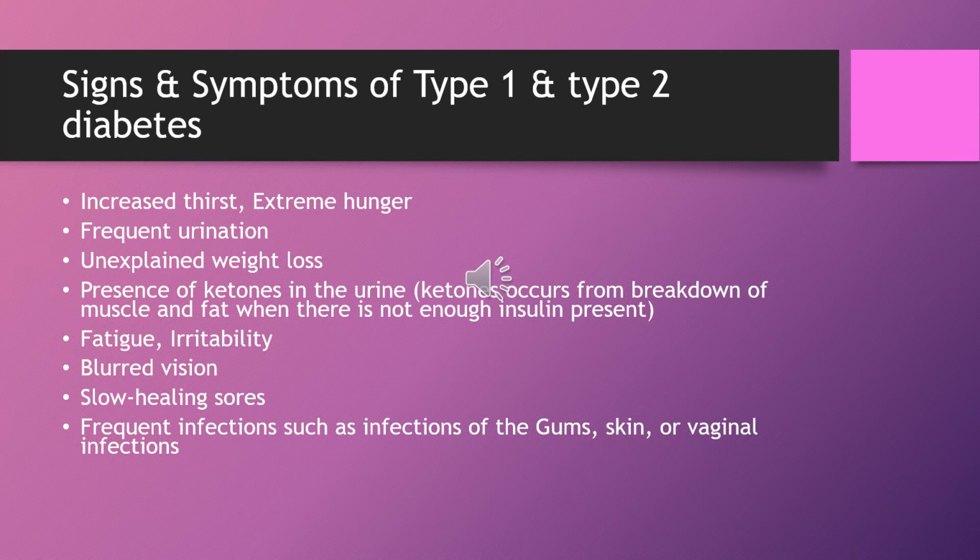Signs and symptoms of type 1 and type 2 diabetes. These include increased thirst, extreme hunger, frequent urination, unexplained weight loss, presence of ketones in the urine. Ketones occur from breakdown of muscle and fat when there is not enough insulin present. Fatigue, irritability, blurred vision, slow healing sores, and frequent infections such as infections of the gums, skin, or vaginal infections.